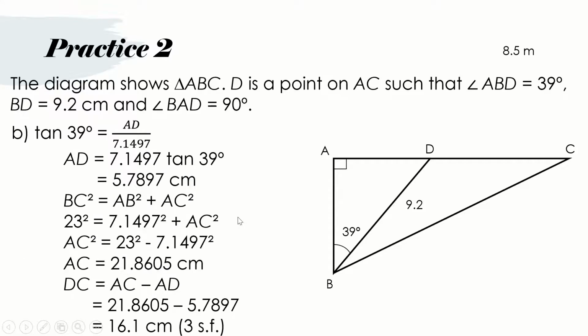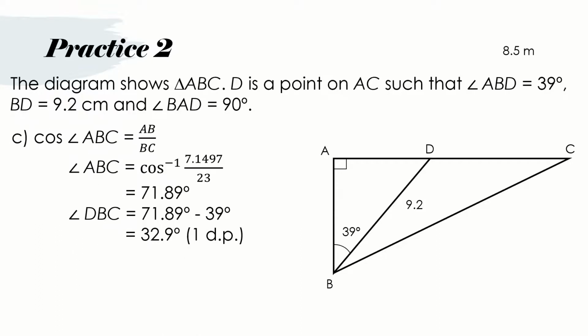Okay, next, part B. Tangent 39 degrees will be equal to AD, opposite, out of adjacent, which is 7.1497. So AD will be equal to 5.7897 centimeters. Next, use Pythagoras theorem: BC squared equals AB squared plus AC squared. So AC will be equal to 21.8605 centimeters. Next, to find DC, you take AC minus AD, and you get 16.1 centimeters, correct to 3 significant figures.